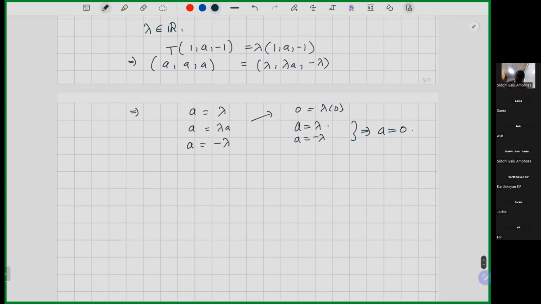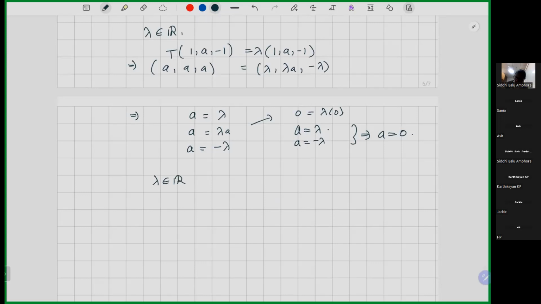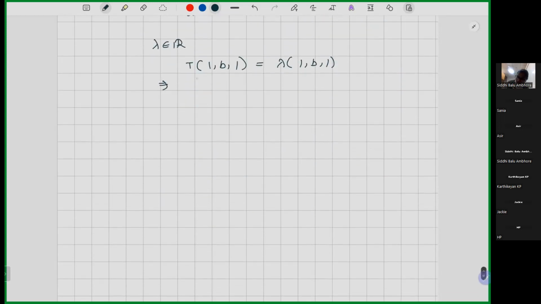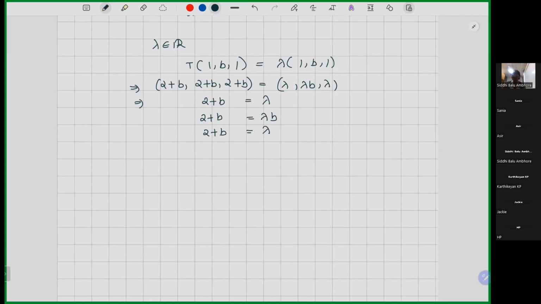And similarly, let me write it for b also. If I take T of (1, b, 1) equal to lambda times (1, b, 1), in that case I will get (2 plus b, 2 plus b, 2 plus b) equal to (lambda, lambda b, lambda). So this will give me 2 plus b is equal to lambda, 2 plus b is equal to lambda b, and 2 plus b is equal to lambda. And from this I will get b is equal to lambda minus 2.